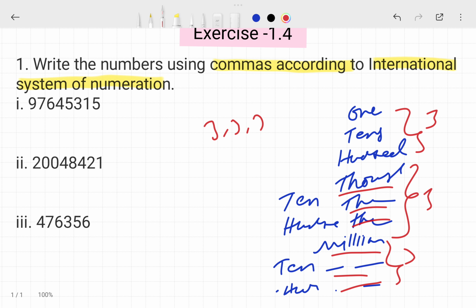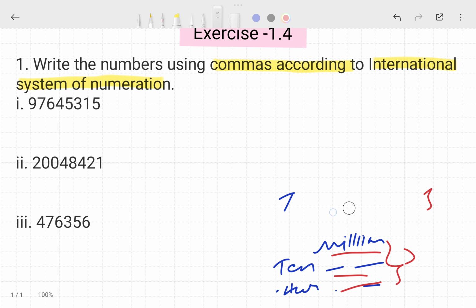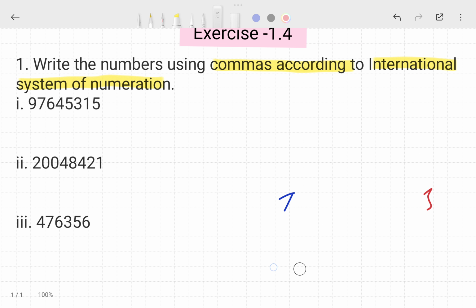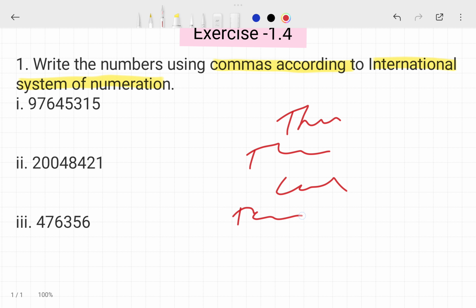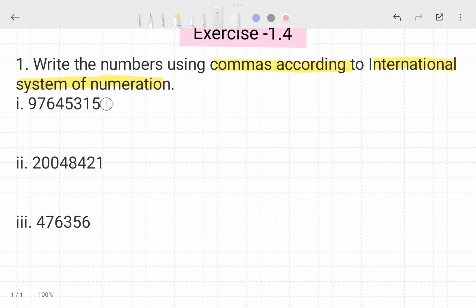In the international number system, we have to put a comma after every 3 digits. In the Indian number system, we put a comma after the first 3 digits, then after every 2 digits. The Indian number system goes ones, tens, hundreds, then thousand, ten thousand, then lakh, ten lakh, like that. But the international system uses 3, so how can we put the commas?